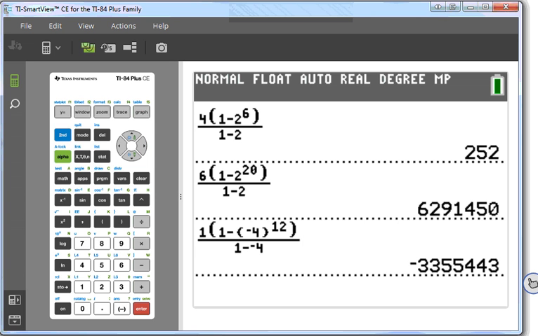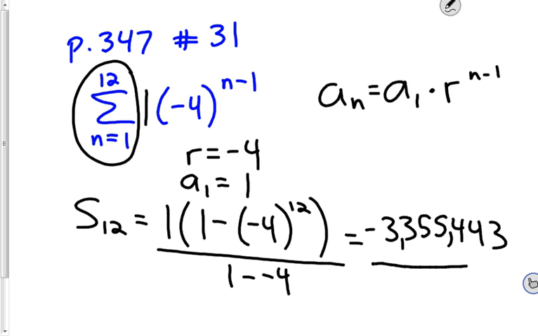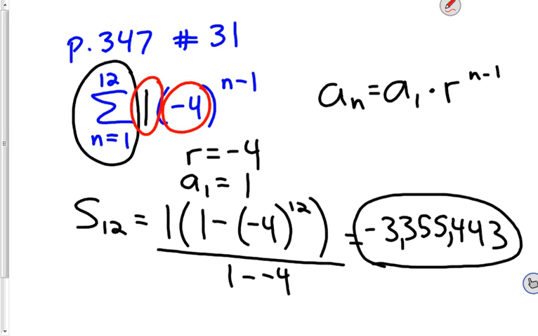Negative, let's see, what is that? Negative 3,355,443. Interesting. Now let me just apply some math logic here. We started with the number 1, and we're multiplying by negative 4 every time. So this number would alternate between positive and negative, but get bigger also, right? So I think I like this answer. I'm okay with that.